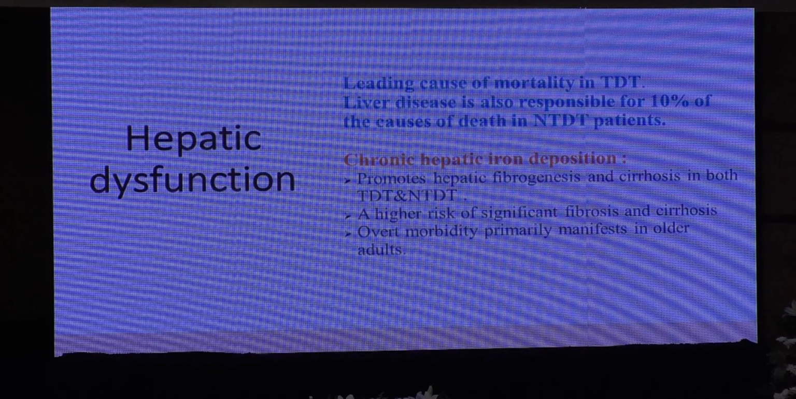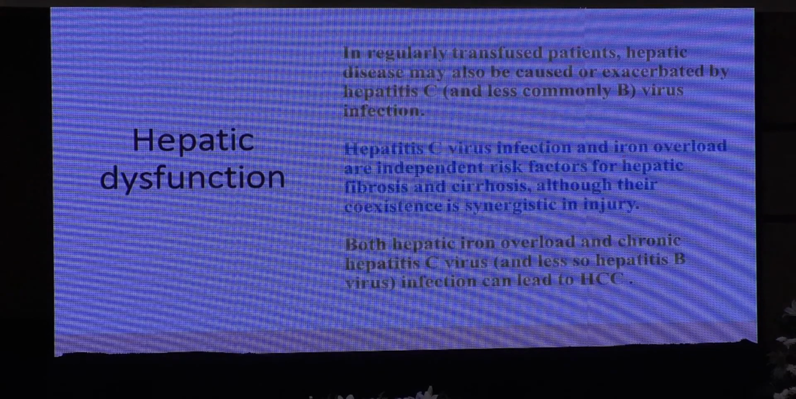Regarding hepatic dysfunction, it is a leading cause of mortality in TDT, and it is responsible for 10% of the mortality in non-TDT patients. Chronic hepatic iron deposition promotes hepatic fibrogenesis and cirrhosis in both TDT and non-TDT. There is a higher risk for significant fibrosis and cirrhosis. Overt morbidity primarily manifests in older adults. We have an interplay between the occurrence of iron overload and the presence of underlying hepatitis C, which has an increased incidence with the repeated fibrosis. Both increase the incidence of the development of hepatocellular carcinoma in patients with thalassemia.